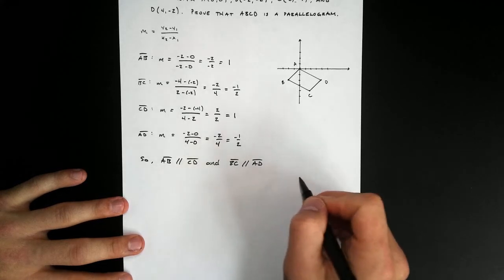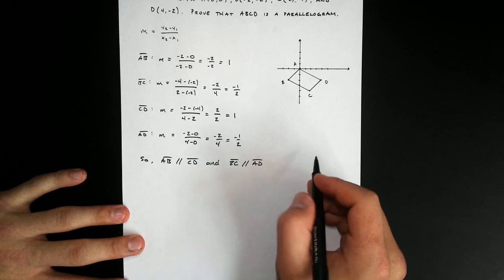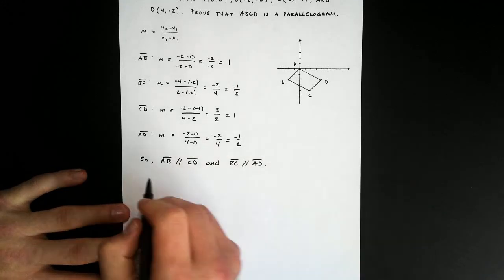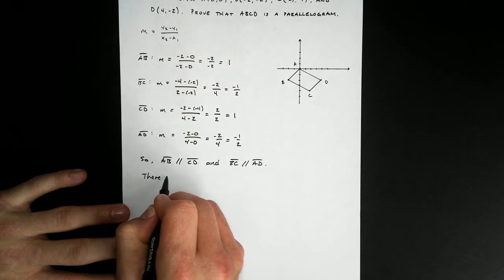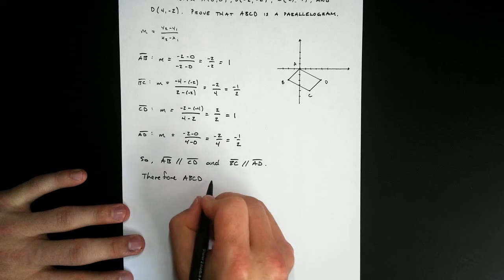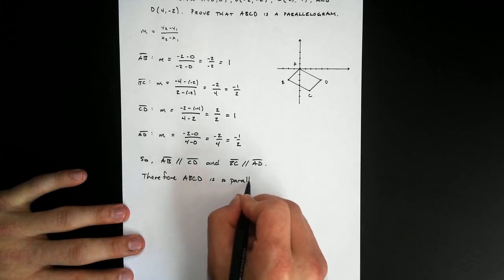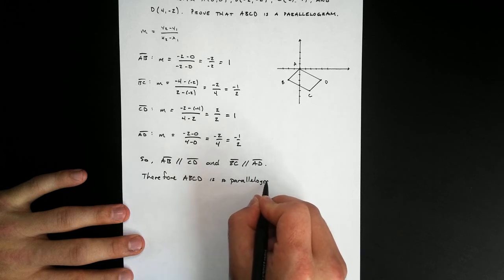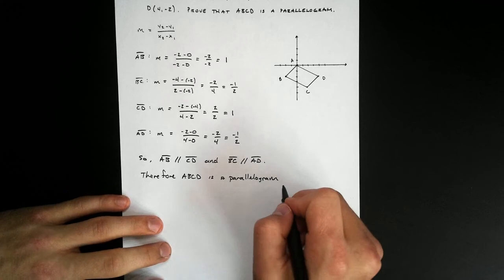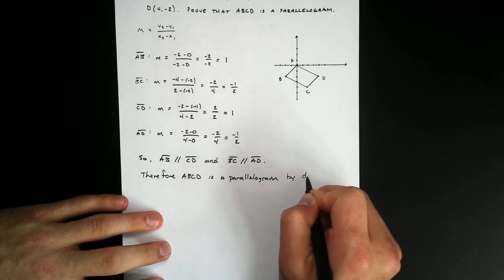There's a theorem that says that if they have the same slope, they're parallel. And then therefore, ABCD is a parallelogram. And the reason I know it's a parallelogram is just based on the definition. So ABCD is a parallelogram by definition.